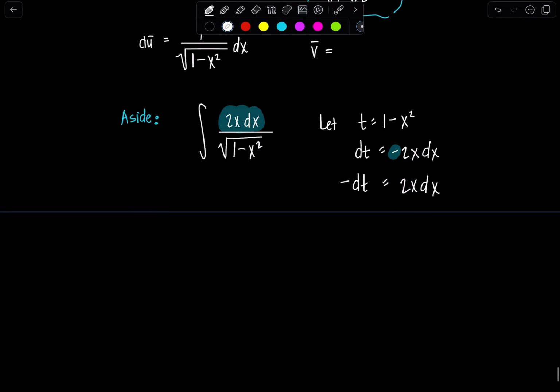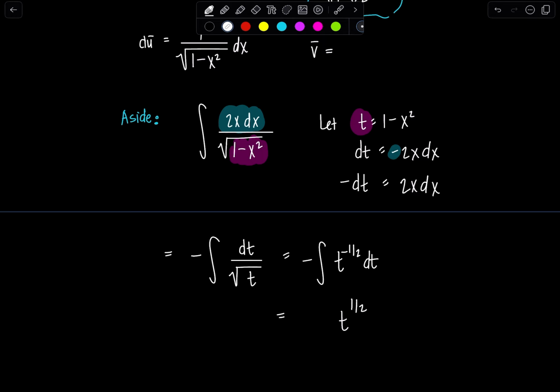All right, so let's rewrite this in terms of t. So that's negative, I'm just going to put dt in the numerator over the radical. Instead of 1 minus x squared, now what do we have down here? It's just t. You should be able to do this, no problem. Rewrite it if you need to as t to the negative 1/2 dt, and then add 1 to the exponent, divide by the new exponent. So it's going to be t to the positive 1/2. Dividing by 1/2 is the same as multiplying by 2, and then keep that negative. And then originally we didn't have t, we had 1 minus x squared.